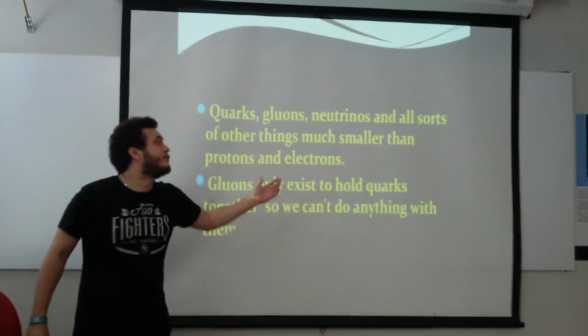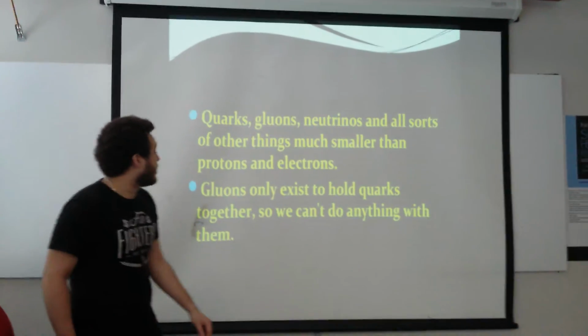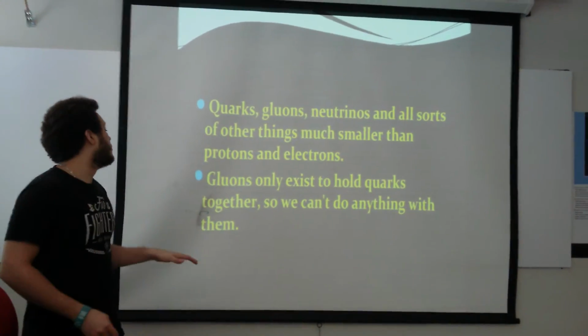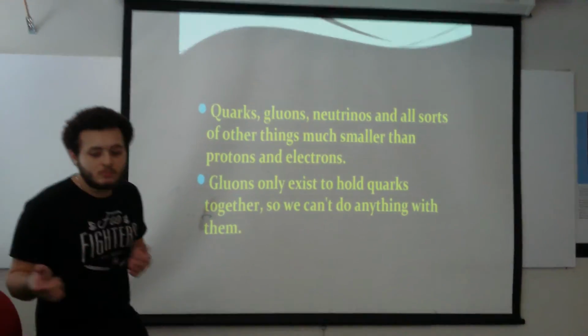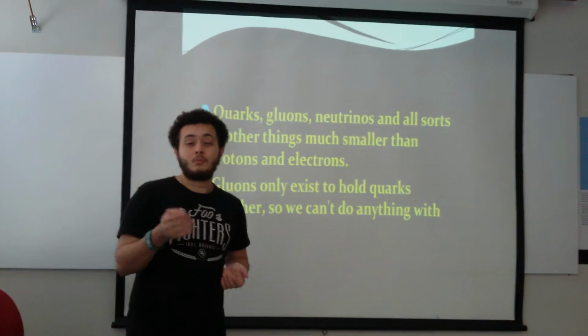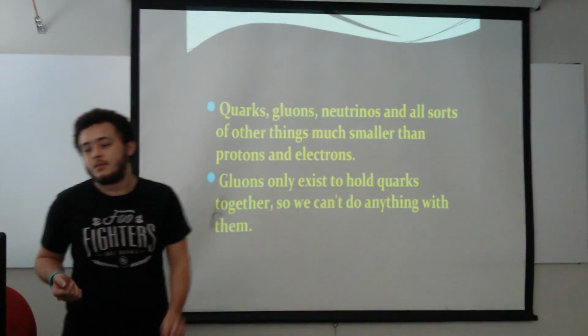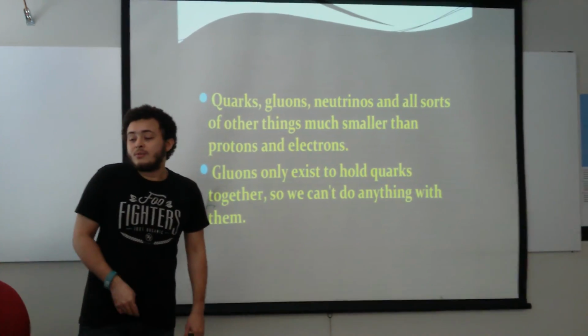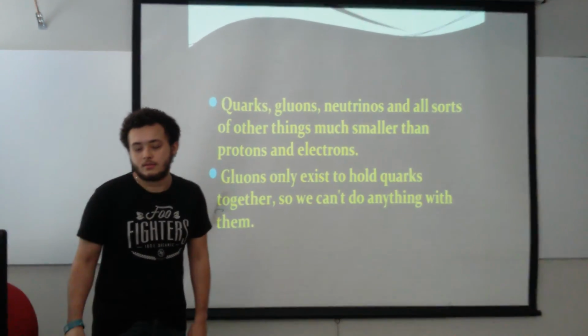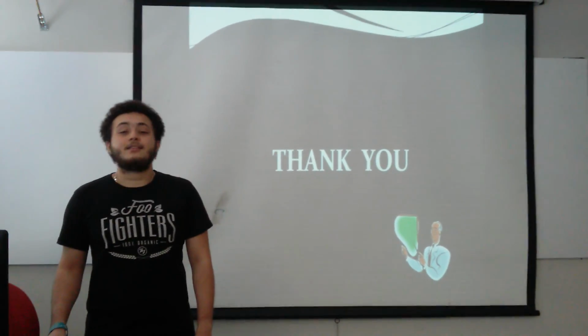So, just to finish, as I said, the gluons only exist to hold quarks together. They're very small, so maybe we don't take them into consideration. So it's one less problem. And also the quarks, gluons, neutrinos, and other things are much smaller than protons and electrons. That's it. Thank you.